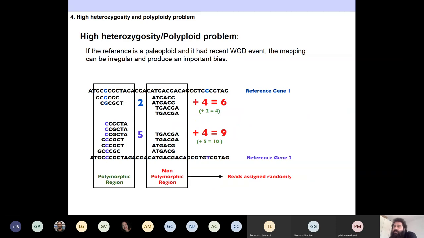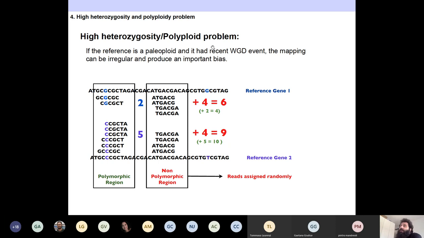You have some regions in the genes that are more polymorphic than others. So this is going to be an irregular process. When you are mapping, you are going to have some regions that map okay, and other regions where, if the allele is different or too different from the reference, it may not be mapped as well. And this is a good example, no?